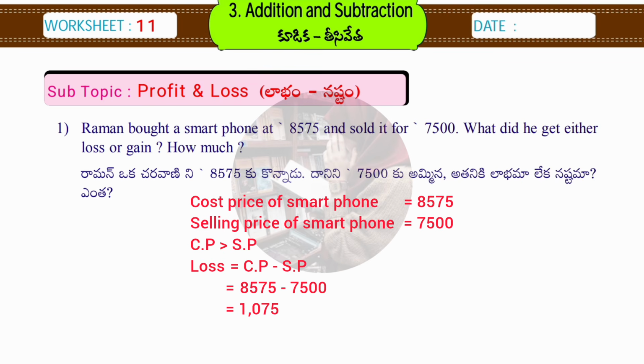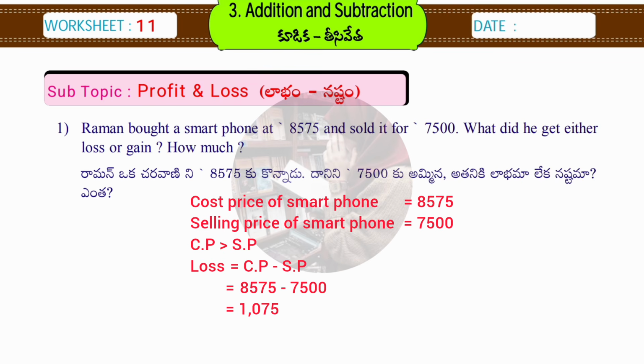Cost price of smartphone is 8,575. Selling price of smartphone is 7,500. Okay, here if you observe carefully, cost price is greater than selling price. Of course, we get a loss. So loss formula is cost price minus selling price. So 8,575 minus 7,500. So how much loss we get? 1,075. So write it down. 1,075 is the loss. Understood, guys? In this way you have to do this type of questions.